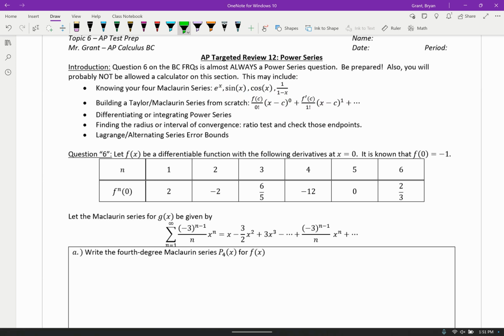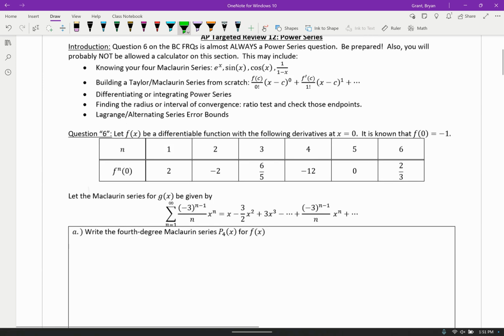You need to be comfortable differentiating or integrating power series, finding the radius or interval of convergence. That's where we use the ratio test. We'll do that a few times. And the two really scary ones for students, the Lagrange and Alternating Series error bounds. So we are going to cover all of those today. So let's go ahead and take a peek.